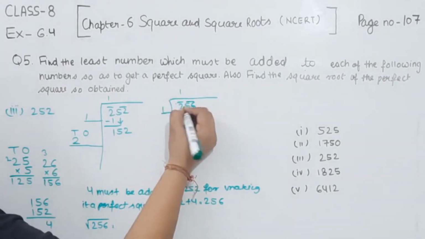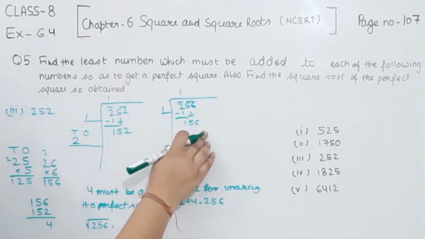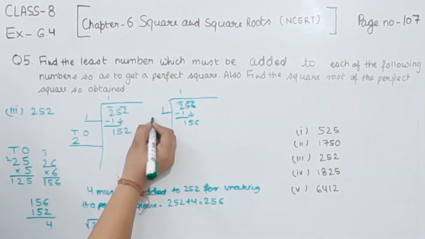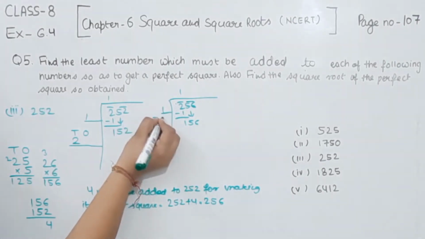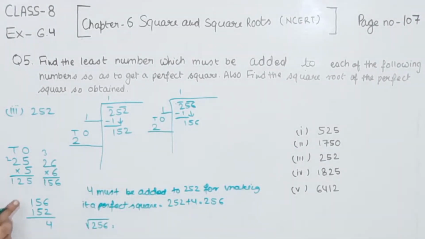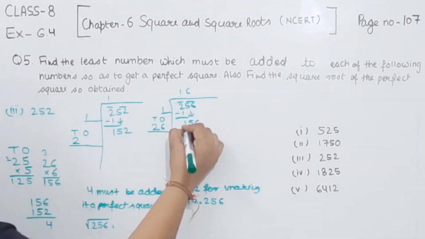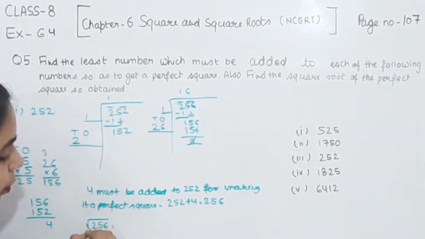So 1 ones are 1, remainder 1, and the pair downwards we are having. Now the number is 156. Now we are going to double this one. 1 multiplied by 2 is 2. Now this is the tens place. We have to find the ones place. So we have 6, 26, 6, the number we are having 156. So root 256 is equal to 16. This is the part 3.